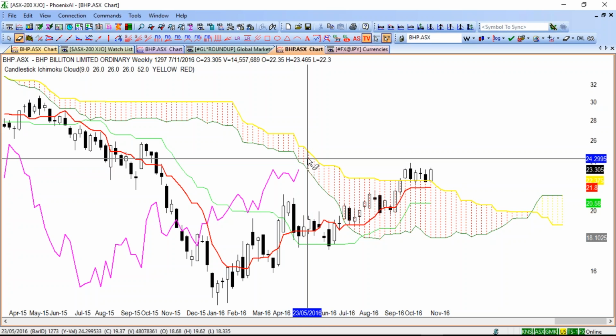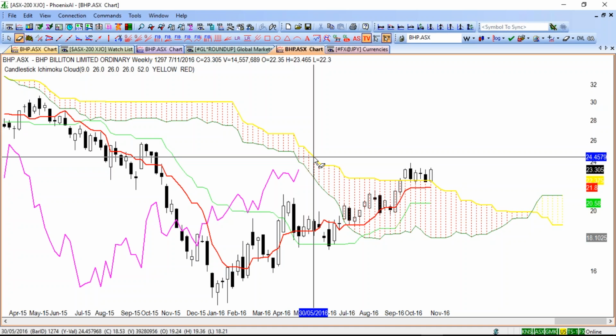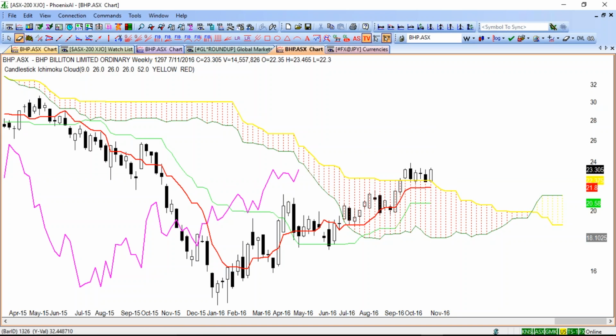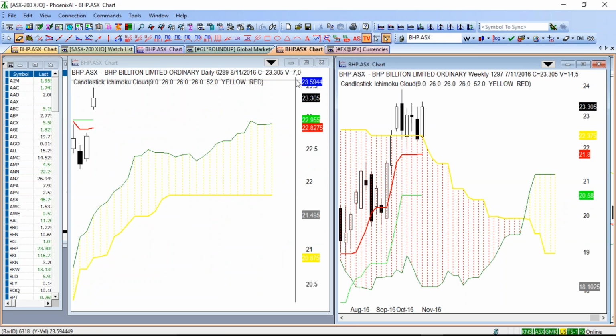So if there's any projection on this, then it came out of the cloud here. You would need to see BHP at 24 to around about 24.45 for it to come out of the cloud on a weekly basis. But this sitting along the cloud edge here is reasonably bullish in the short term.